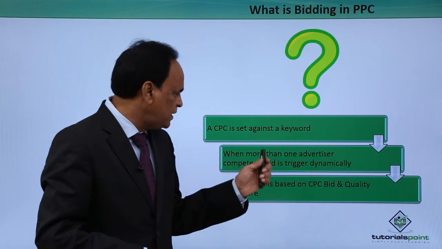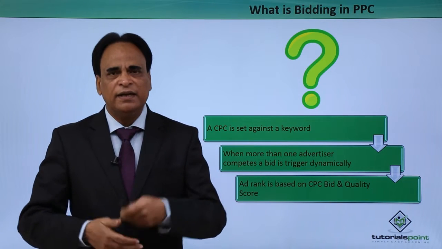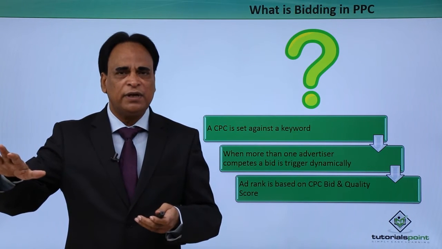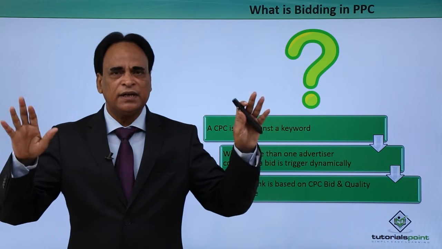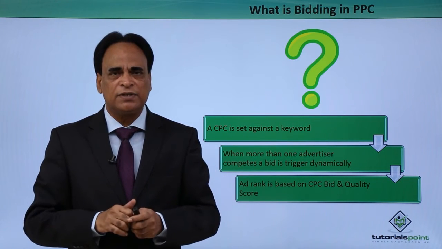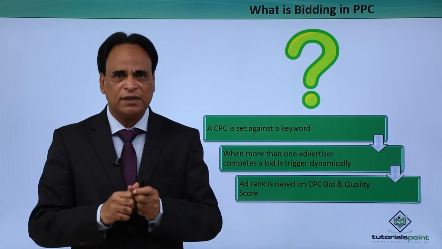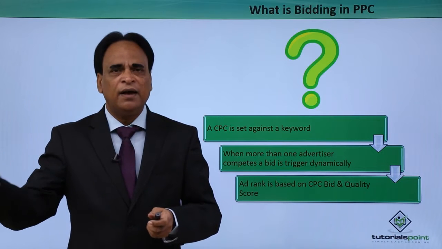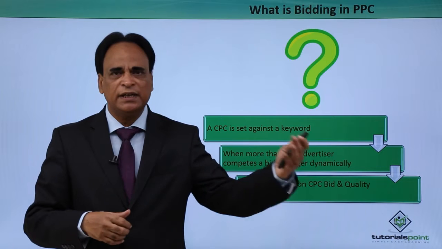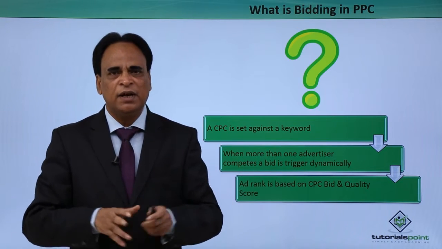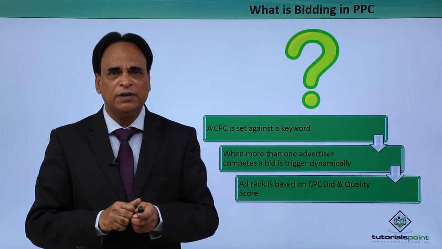When more than one advertiser competes, a bid is triggered dynamically. Let us say, for example, there is a person called A and a person called B. Both are running a PPC campaign on AdWords. They have similar keywords, let us say a training in PPC, a training in AdWords. Both have the same keyword and both have set a particular price for it.